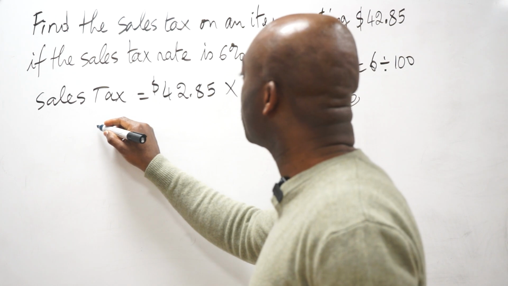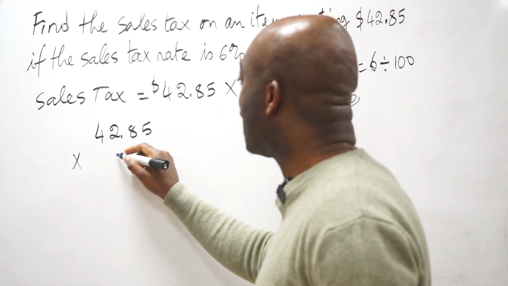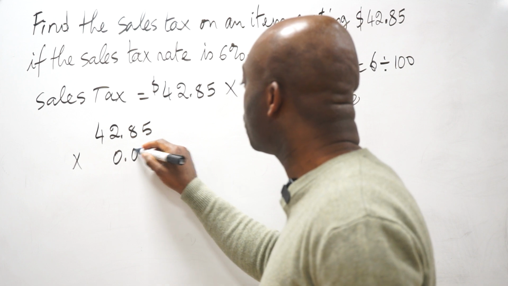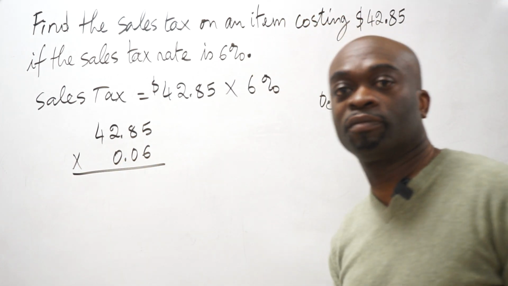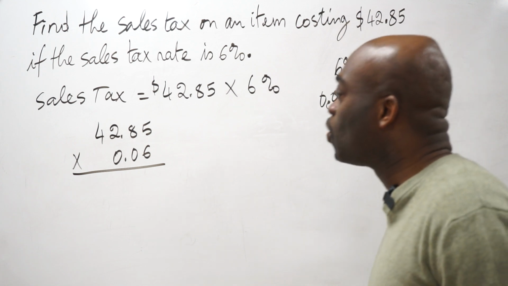So that means we're multiplying 42.85. We're multiplying that by 0.06. What a very nice operation, right? Especially if you're not using a calculator. So let's go for it.